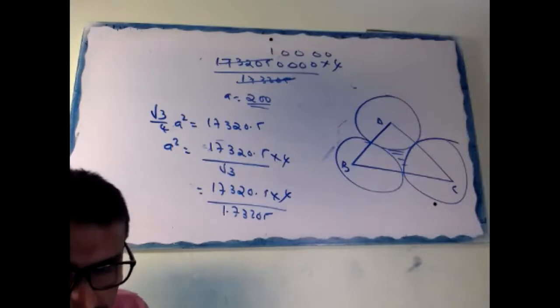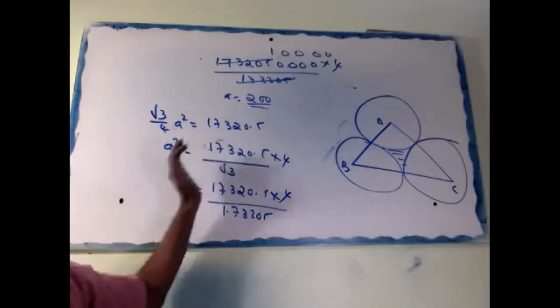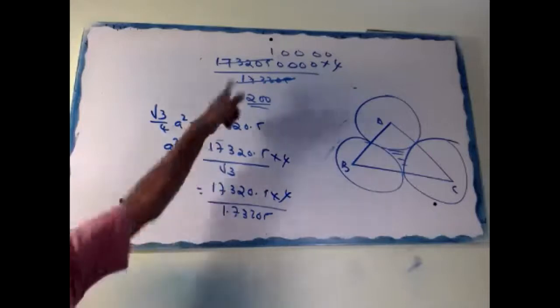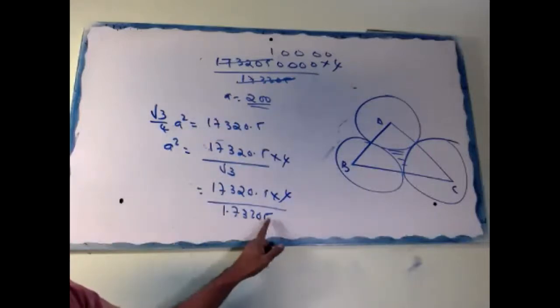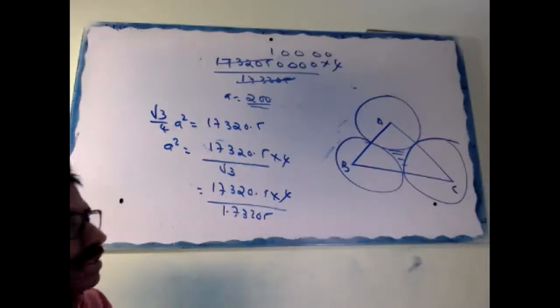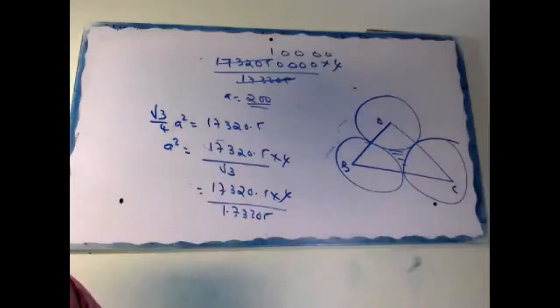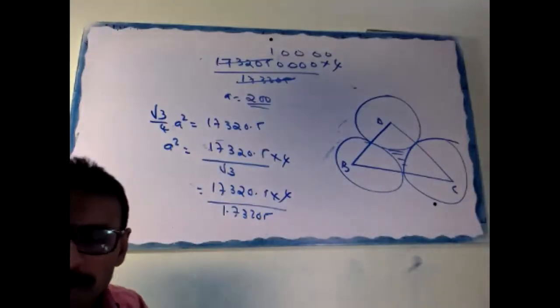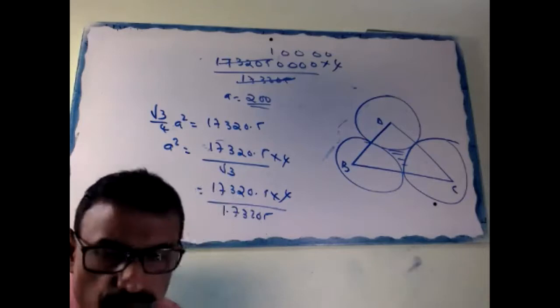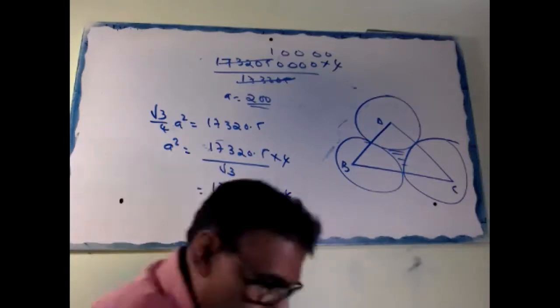Did you understand how we got the side? Root 3 by 4 a square equals this much. You had to apply the given value of root 3. Then you had to adjust the 5 decimals, so you multiply by 5 zeros. One decimal is already there and 4 zeros. Then straight away cancel, you got 40,000. The root of 40,000 is 200. So the side is 200, radius is 100.